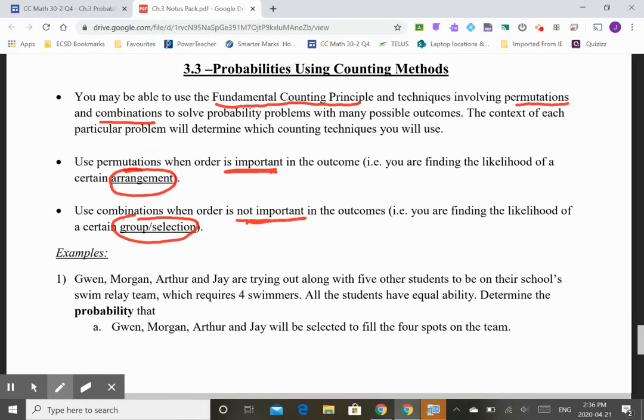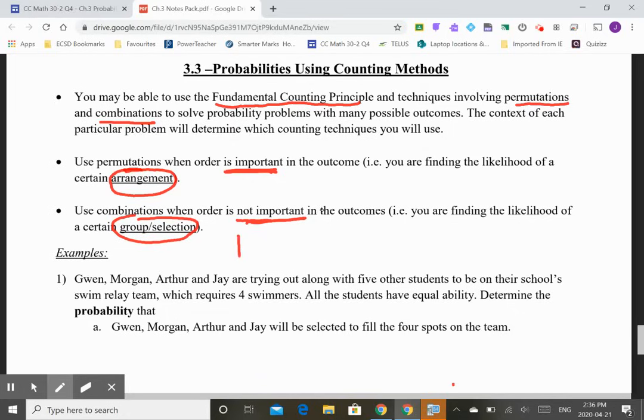The way that the questions are asked in this section is going to be different than the way that they were asked in chapter 2. In chapter 2, you were always asked, in how many ways can you arrange something? In how many ways can you select something? In chapter 3, you're going to be asked, what is the probability of a certain arrangement? What is the likelihood of a certain selection? So the wording of the question is a little bit different.